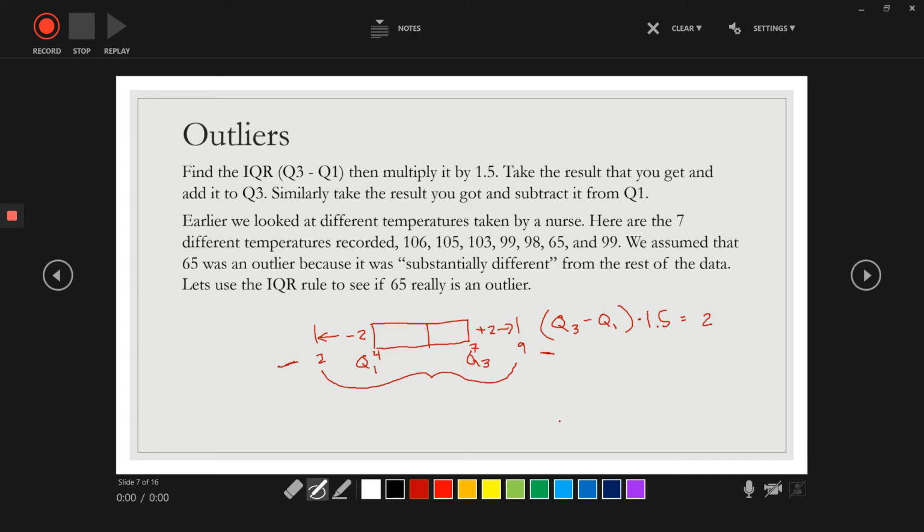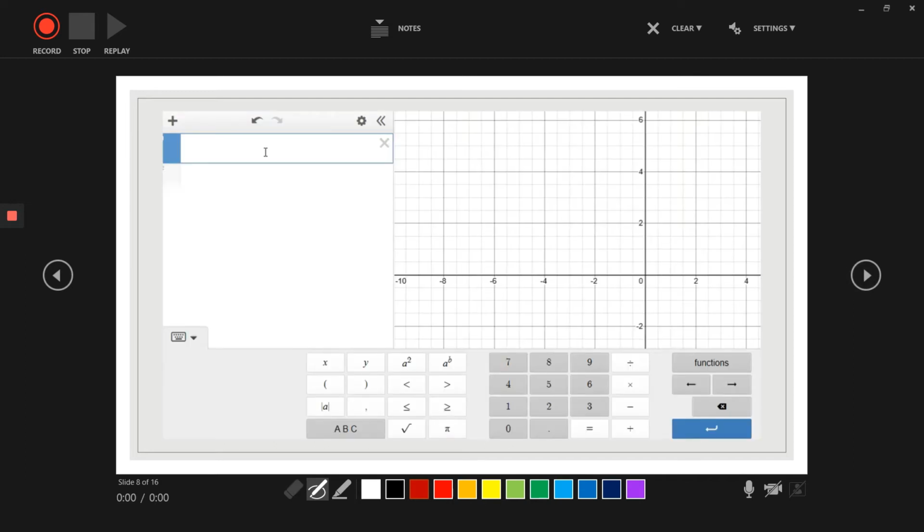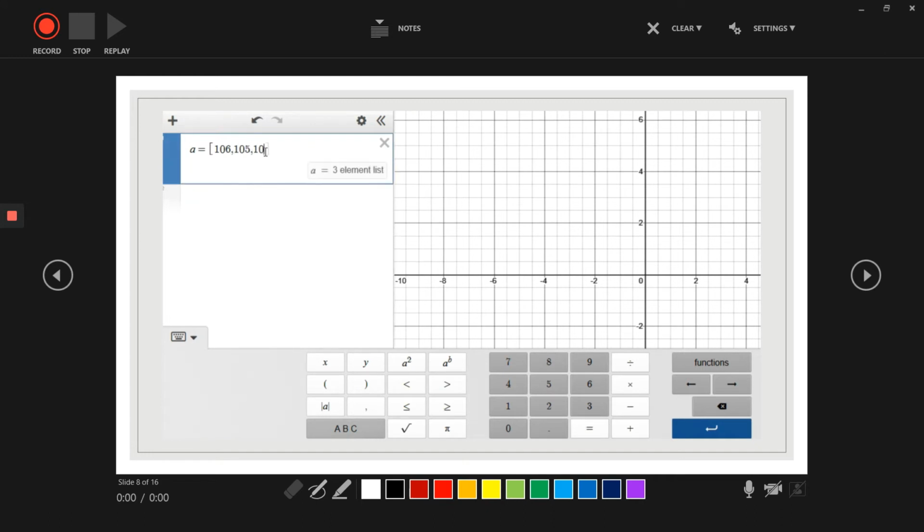Okay, so it said earlier we looked at different temperatures taken by a nurse. Here are the 7 different temperatures from before. We assumed that 65 was an outlier, so let's now calculate and see if it actually is an outlier, right? So we're going to do this with the calculator here. Okay, so I'm going to type in my data set of temperatures again. There's our 65 there.